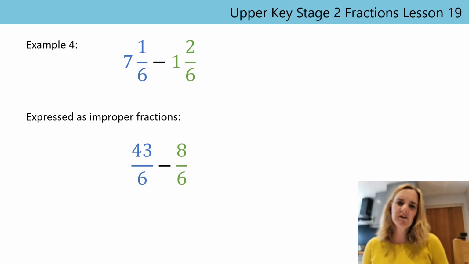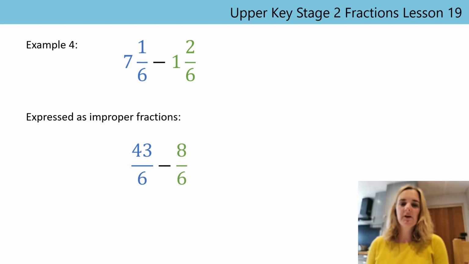So I converted 7 and 1/6 by thinking about 6. So I need 7 wholes expressed in 6. Well, I know that 6/6 make 1 whole. So 7 lots of 6 is 42, so 42/6 must make 7 wholes. So I've got 42/6 and the 1/6, that gives me my 43/6.